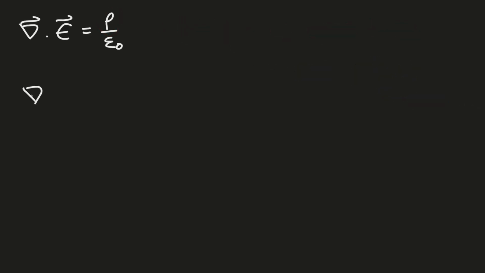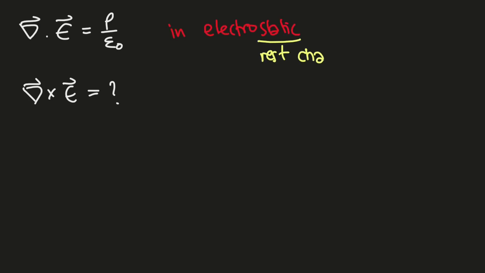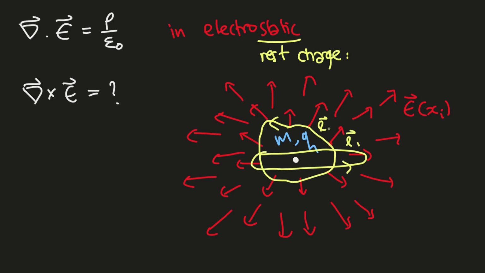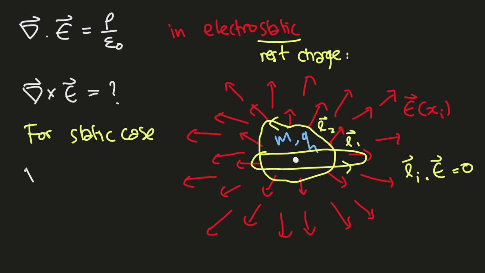Here we have more questions. What about the curl of the electric field? In electrostatics, the charge is at rest, not moving, so we have the electric field around the charged particle like this. Then we take arbitrary loops 1 and 2, and we see that the dot product over all possible loops equals 0. So for the electrostatic case, nabla cross E equals the zero vector.